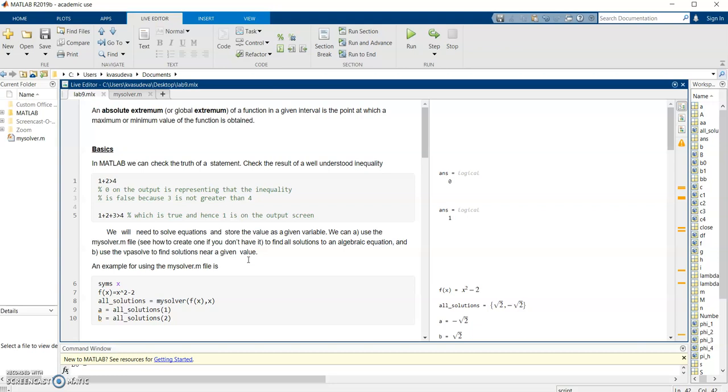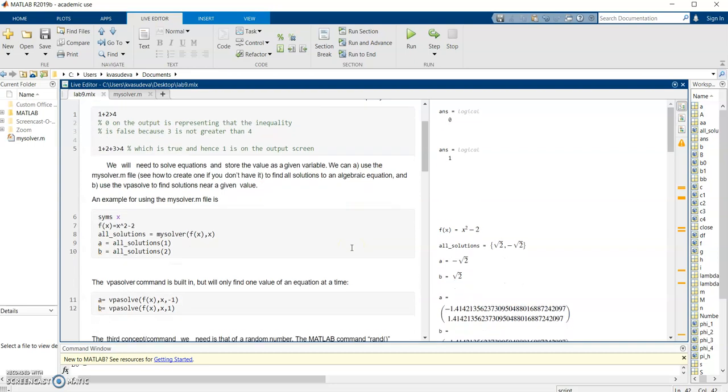As I said, we have to know a few basic things, and I have divided that into four categories. One is to check the truth of a statement. Let's say I have 1 plus 2 is greater than 4, which is false because 3 is not greater than 4. Matlab is going to give you 0 on the output screen, saying that the statement is false. If the statement is true, say 1 plus 2 plus 3 is greater than 4, Matlab is going to show you 1 on the output screen, representing that the statement is true.